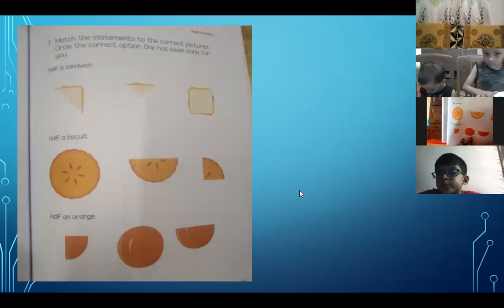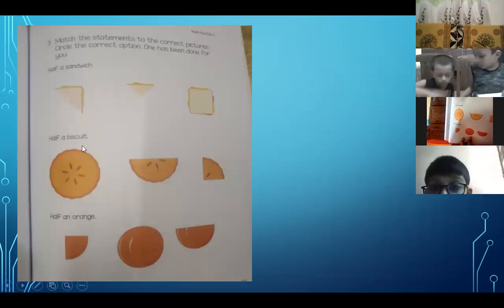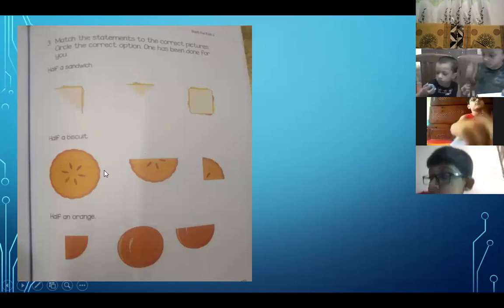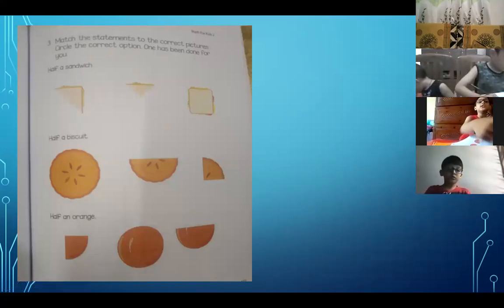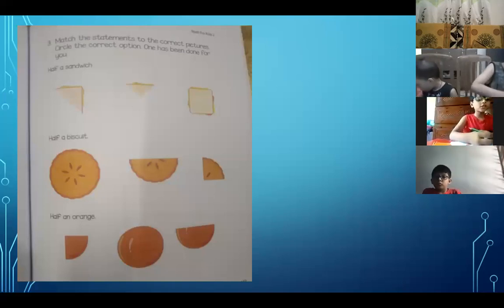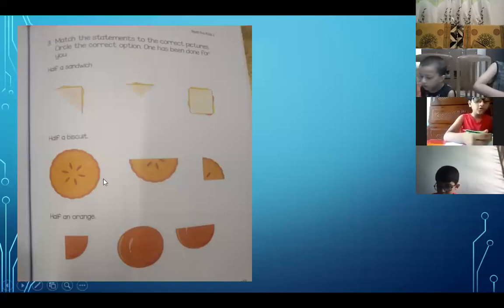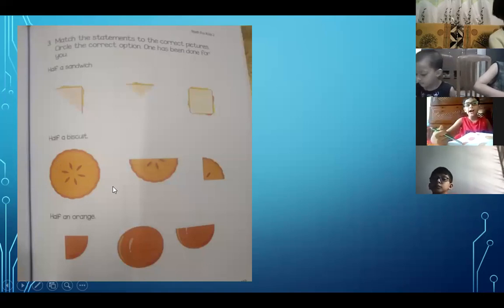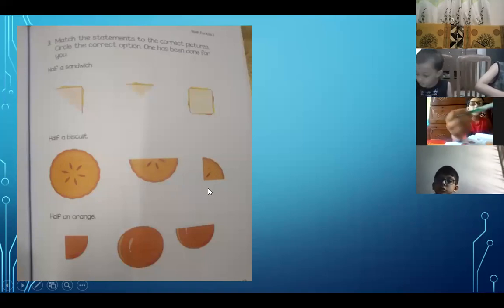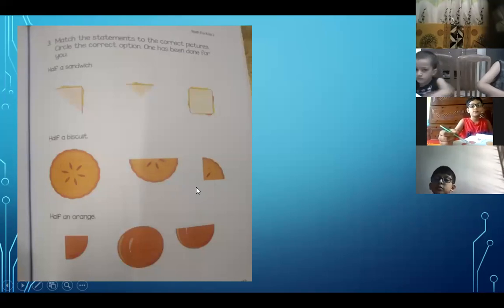Look at this. Which one is half of sandwich and half of biscuit, okay? Which one? Which one is half? Tell me. The first biscuit is full. See, a whole. Which one? Second or third? Second. Yeah, second one. Right.